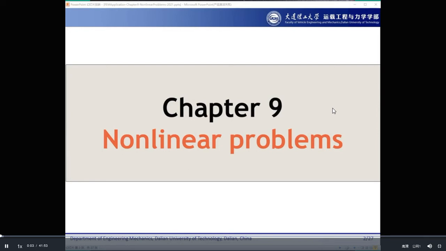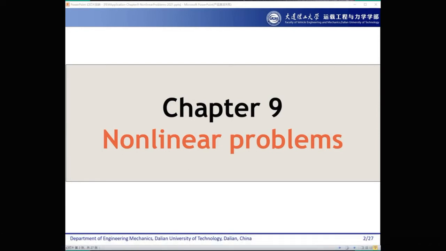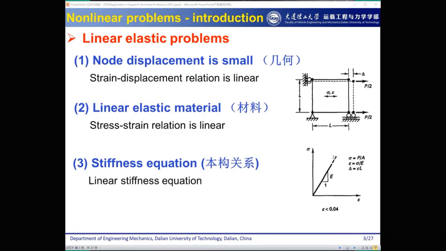So today we talk about chapter 9, the nonlinear problems. In this chapter, there will be a lot of mathematics, and we will tell you how we solve the nonlinear equations using different algorithms. It's better you know all of those algorithms, so when you use the software, you will know which one you should pick, and what the difference is between different algorithms.